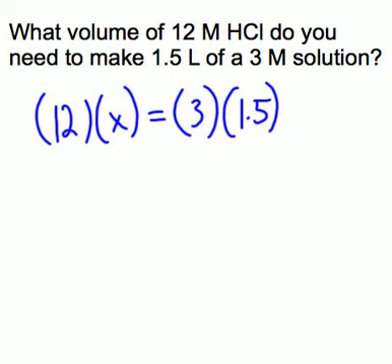We multiply 3 times 1.5 and divide both sides by 12, and so x equals 0.38. What are our units here? Well, we're solving for a volume, and our other volume was in liters, so this is in liters. So our answer here is x equals 0.38 liters of the 12 molar HCl solution.